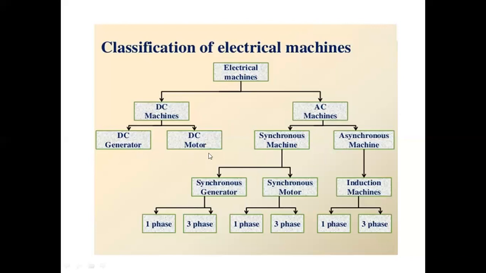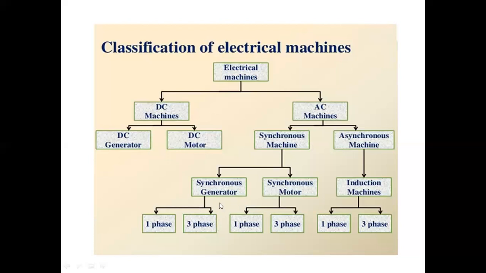A synchronous machine works on the principle Ns equal to Nr, meaning rotor speed is equal to synchronous speed, and in an asynchronous machine Nr is not equal to Ns, meaning rotor speed is not equal to synchronous speed. Now, 90% of generators are used as synchronous generators. A synchronous generator again has two types: single phase and three phase.